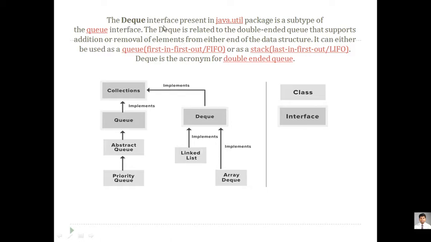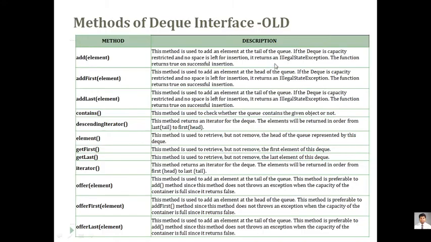So here the Deque interface is present in the java.util package and is a subtype of the Queue interface. The Deque is related to the double-ended queue that supports addition or removal of elements from either end, using LIFO and FIFO. So both a queue and a stack can be used, and this is why it is called a double-ended queue. So we call it a double-ended queue.